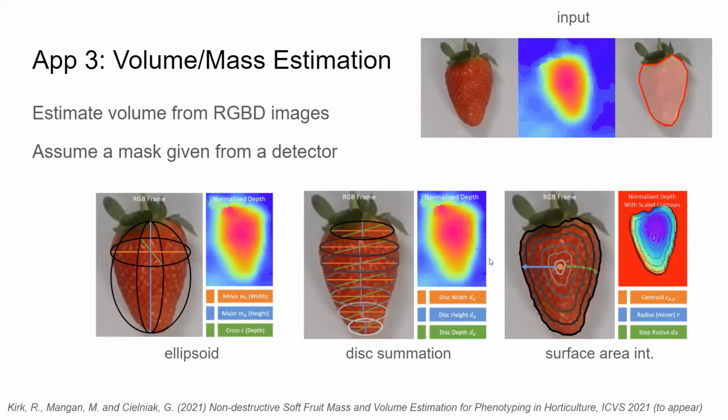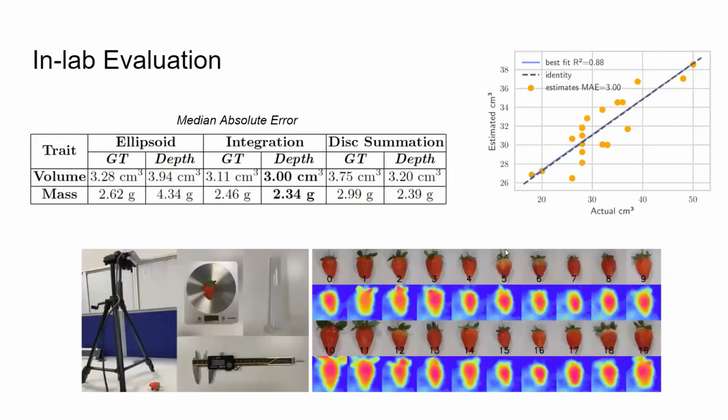So three methods were investigated, based on an ellipsoid and some methods which exploit the symmetries, like disc summation and surface area integration. These have been evaluated in the lab, and also validated with the mobile robot.